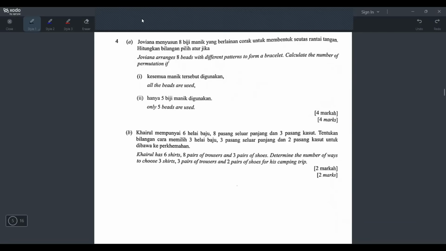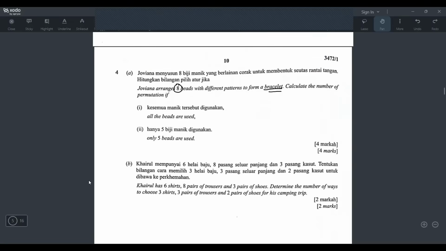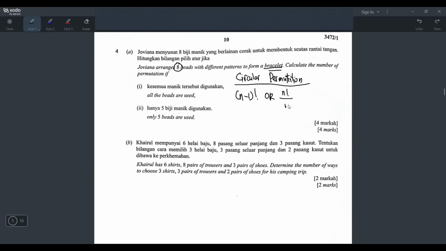Okay, number 4. This is a permutation combination question. Let's read. Joviana arranged 8 beads with different patterns to form a bracelet. Okay, let's talk about circular permutation. Where should I put the notes? Okay, I just write it here. So circular permutation, the formula is you will take n minus 1 factorial or n factorial divide n. This is when you arrange in a circle.